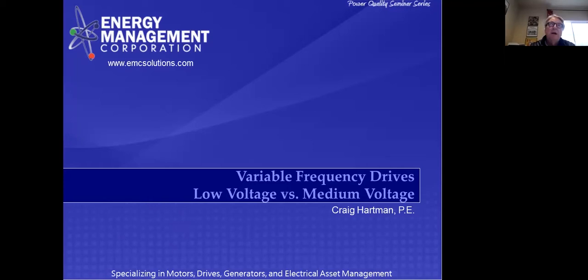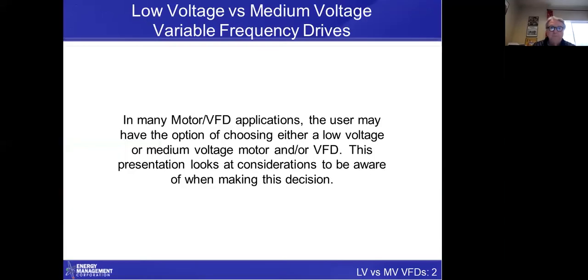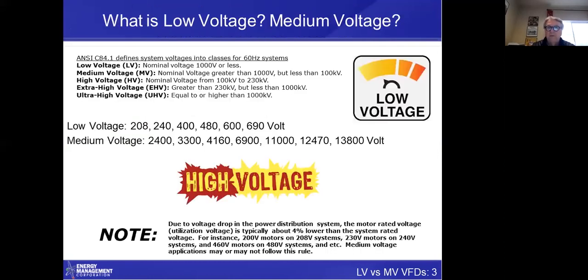Now, the first thing you might think is, well, the difference between a low voltage drive and a medium voltage drive is the voltage. Not really. In my opinion, the difference between a low voltage drive and a medium voltage drive is about the same as the difference between a switchboard and a motor control center. I mean, they're very, very different, and that might be surprising to some. In many applications, you could select either a low voltage or a medium voltage drive, and so this presentation helps you in terms of making those kinds of decisions.